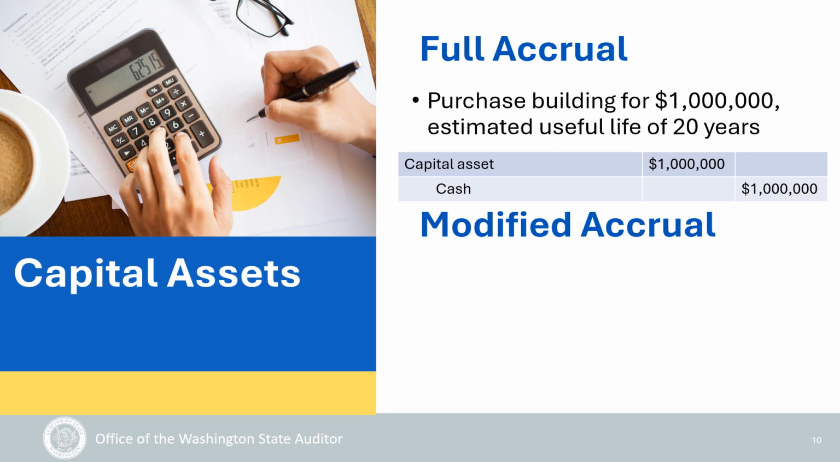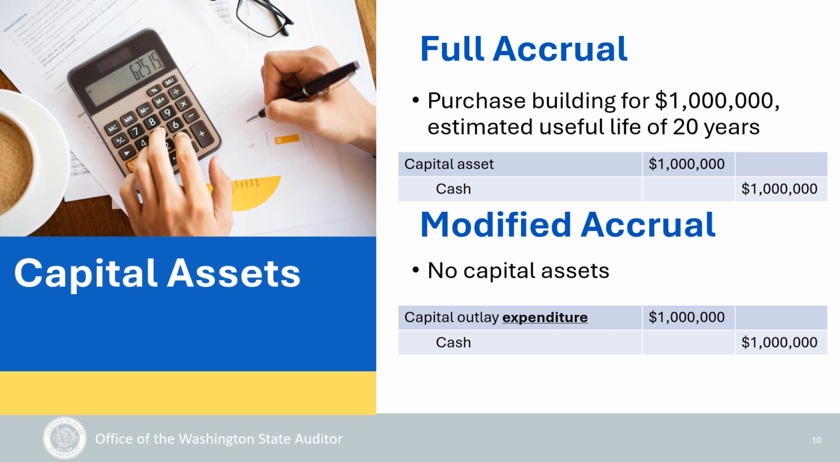Under modified accrual, we do not report the capital asset because they are not current financial resources. However, we paid cash for this building. Cash is a current financial resource reported under modified accrual accounting. So we need to decrease cash through a credit. We know we can't debit capital asset because capital assets are not reported in modified accrual accounting. Instead, we're going to report an expenditure called capital outlay expenditure.